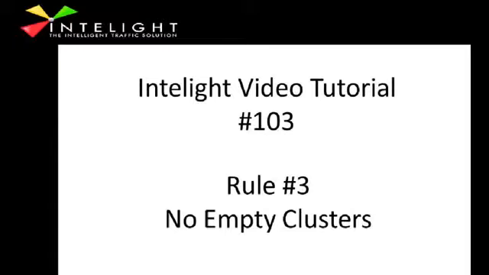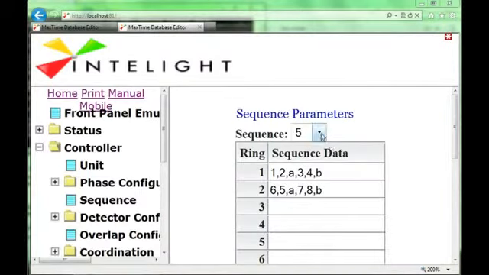Rule number 3 is no empty clusters. A cluster is a set of phases between barriers by definition, and we cannot right now have a blank cluster. No empty clusters means that we cannot have an empty spot between the barriers. So a cluster would be 1, 2, 5, and 6, and the second cluster would be 3, 4, 7, and 8. So you cannot remove these phases completely. I cannot go in there and delete phases 3 and 4.